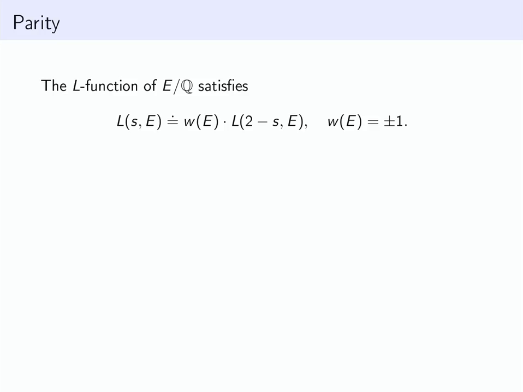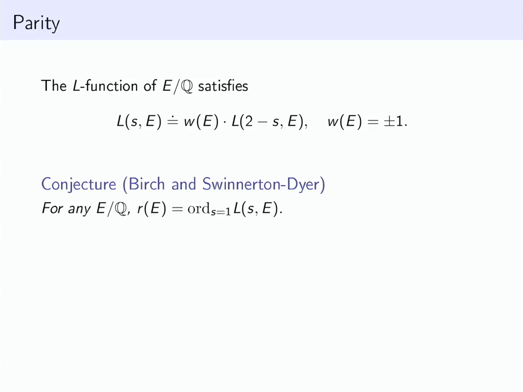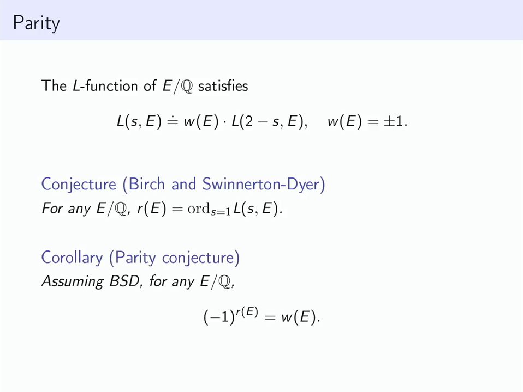BSD simply asserts that the rank of the elliptic curve is equal to the order of vanishing of this L-function at the central point, s equals 1. So if you understand the root number, you understand the parity of the right-hand side, and so you expect you understand the parity of the left-hand side. That's exactly what the parity conjecture asserts. If you were at Chantal David's talk last Friday, this played a key role in motivating her work on the distribution of the root number in various families.